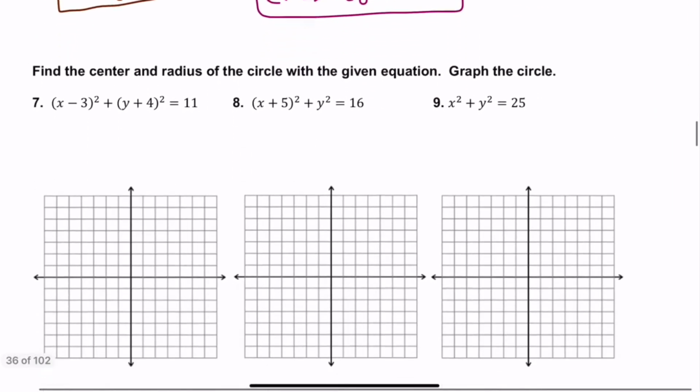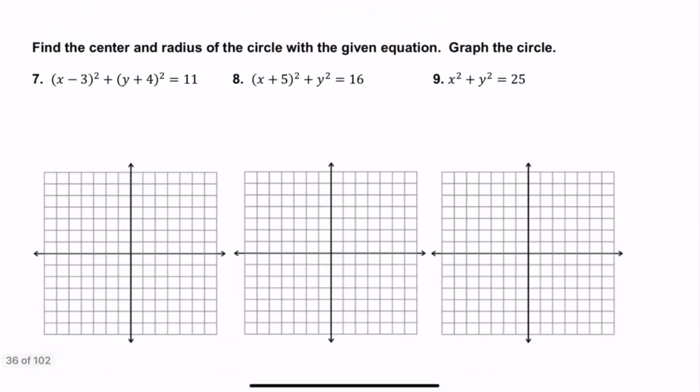Looking at number 7, we have our equation this time. We're going to write down the center. The center is going to be our h, k. So with the x value, it has a plus 3. It does the opposite here, so it's going to be a negative 3. Our plus 4 is going to switch signs to be a negative 4. Now our radius squared is equal to 11. This number here is our radius squared.